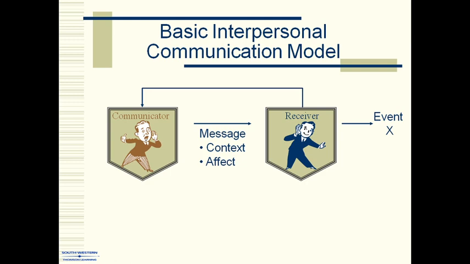And what is the basic interpersonal communication model? This is the model. The communicator sends a message, and the message has a context and an effect, and it goes to the receiver, and the receiver receives the message. So the communicator should communicate a message, the receiver should receive it, and the receiver should work on it.